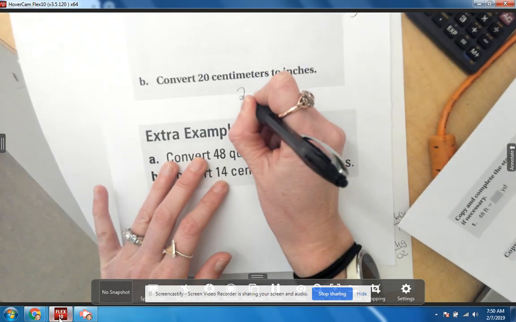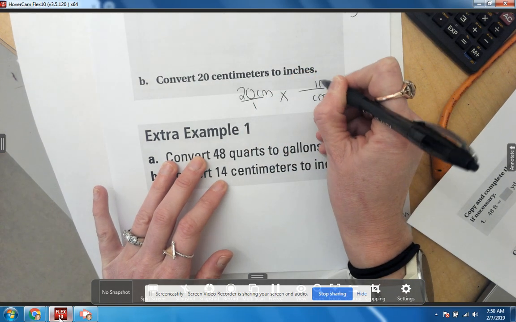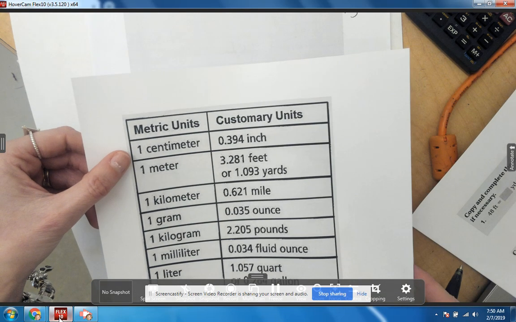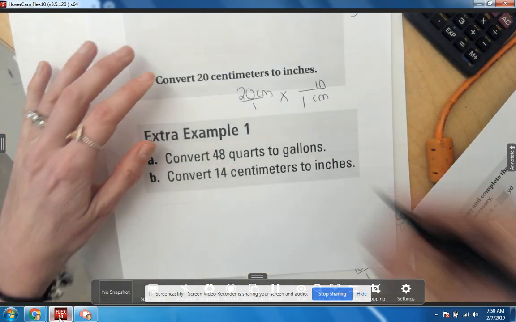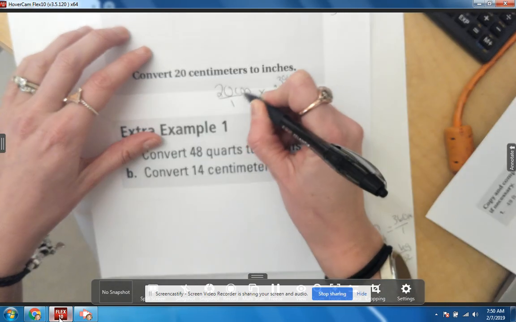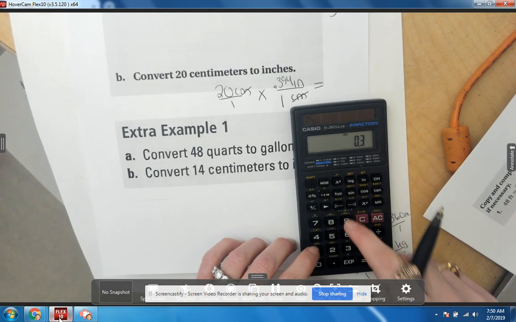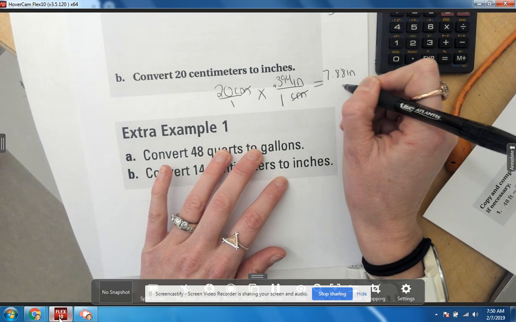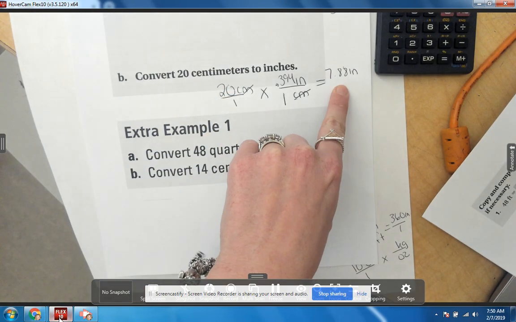Convert 20 centimeters, so 20 centimeters over 1, to inches. Centimeters goes on the bottom, inches goes on the top. So now I'm going to look on my chart for centimeters to inches, which is actually the very top one here. So 1 centimeter equals 0.394 inches. The labels are going to cross cancel. That's the entire point. And I'm going to multiply across using my calculator. So 20 times 0.394 equals 7.88 inches over 1, which is just 7.88 inches. So 20 centimeters equals 7.88 inches.